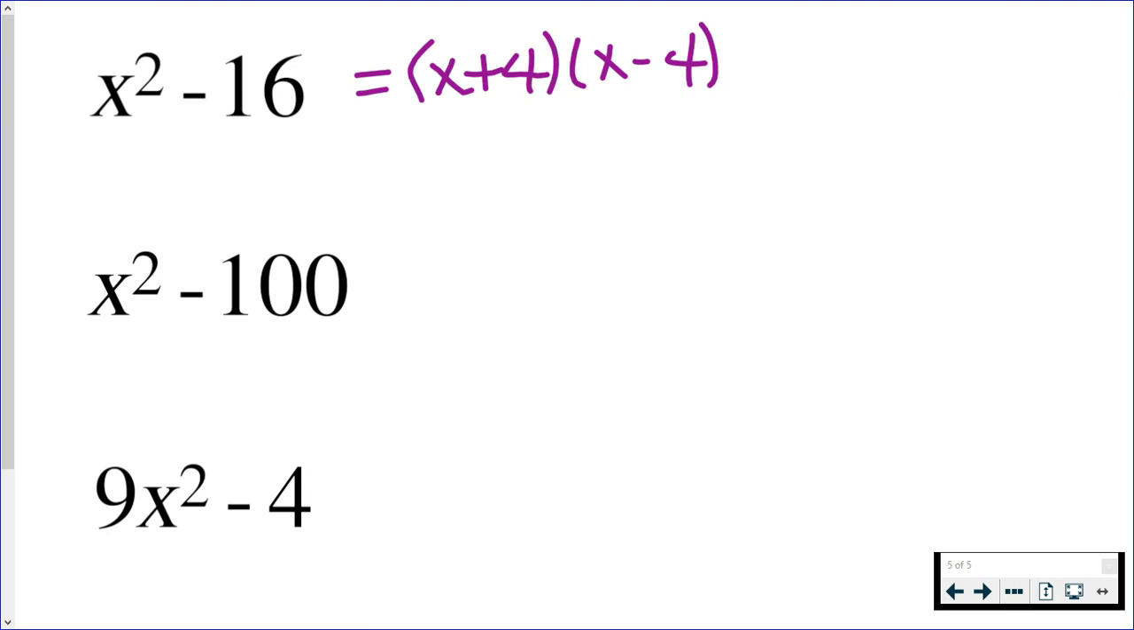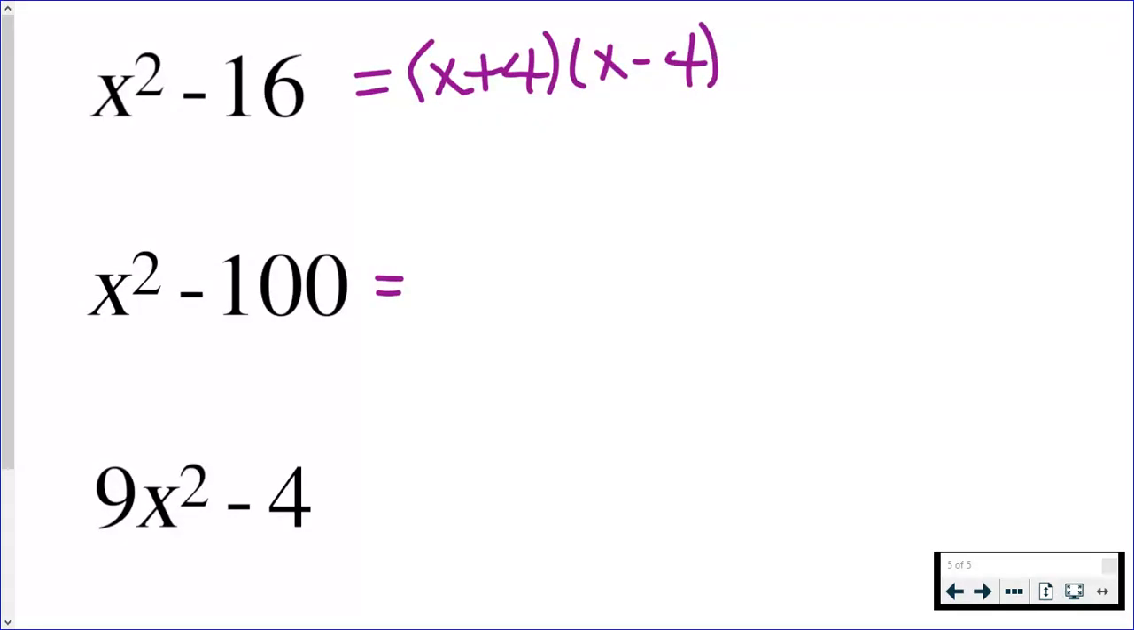So the setup for a difference of squares is you have to have opposite signs, and in the first spot of the parentheses, you're putting the square root of the first term in the binomial. And then the second spot in each parentheses, you're going to put the square root of the second term in your binomial.